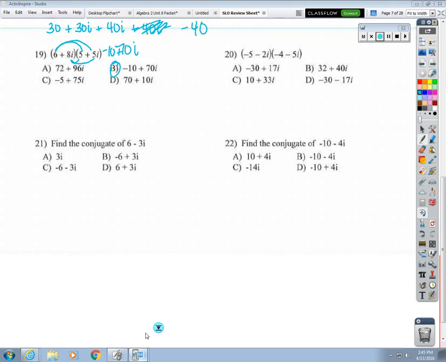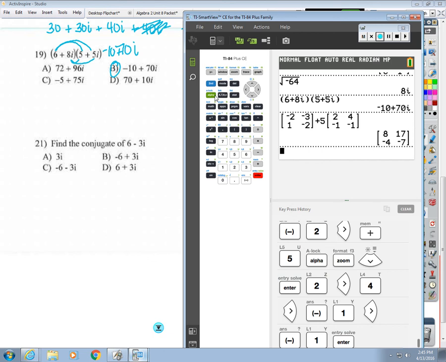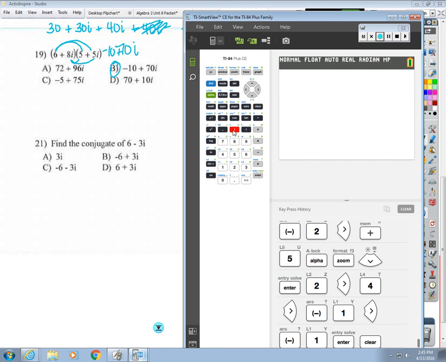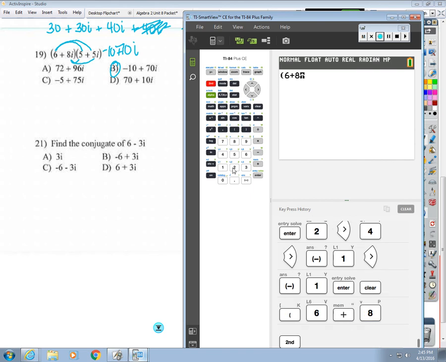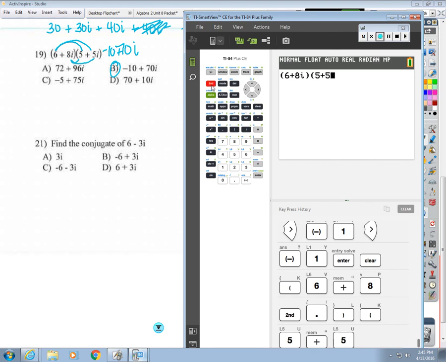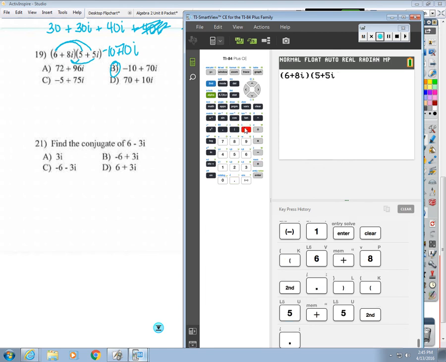Right. Okay, let me show you something else that you'll like. Parenthesis, 6 plus 8i. See where the i is down here on the decimal? You just have to hit second before pressing it. And then 5 plus 5i equals negative 10 plus 70i. You just type it in.